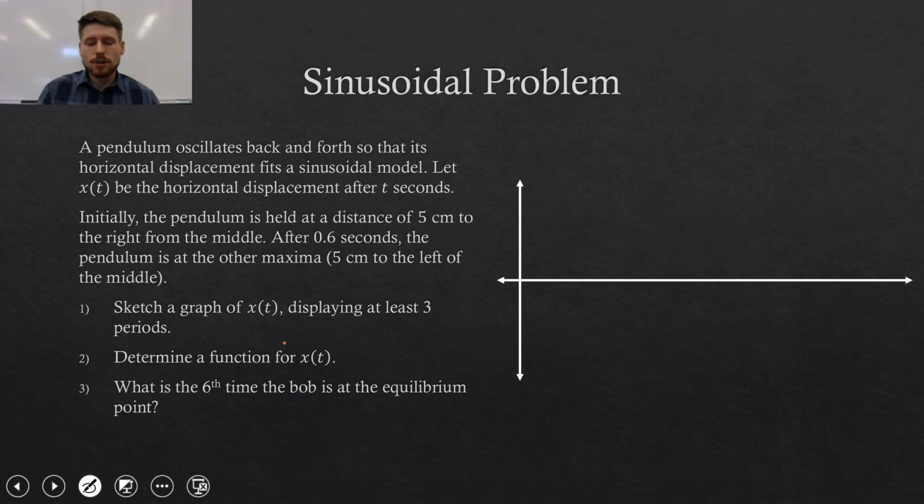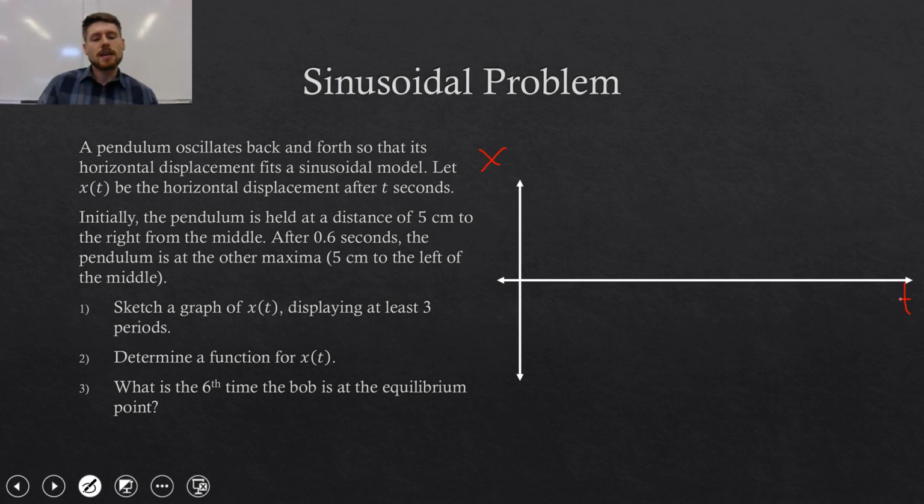Okay, so here are our axes. We have x up here. So that's different, usually x is the horizontal axis. X in this case is our horizontal displacement, and t is the time. So x is a certain horizontal displacement after t seconds.